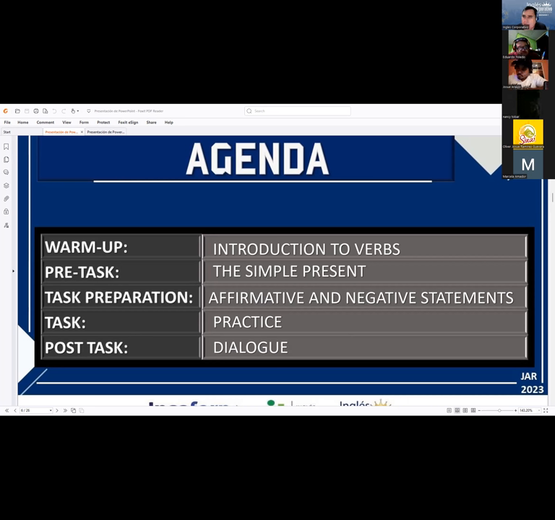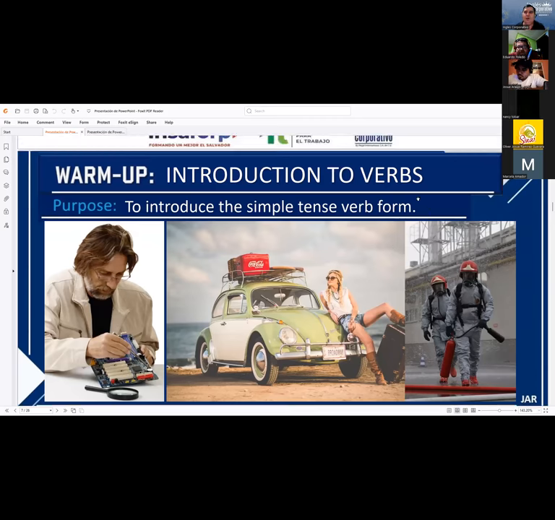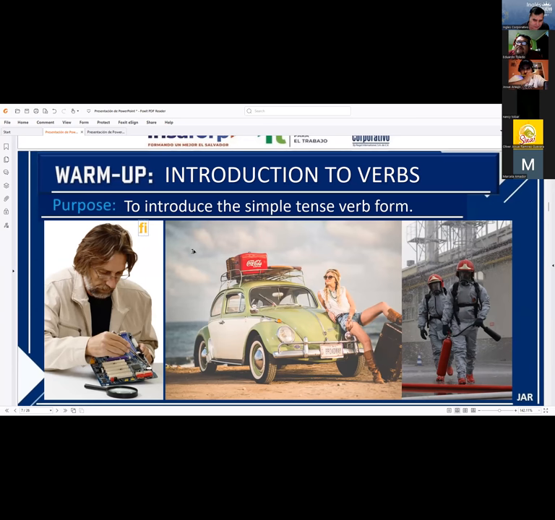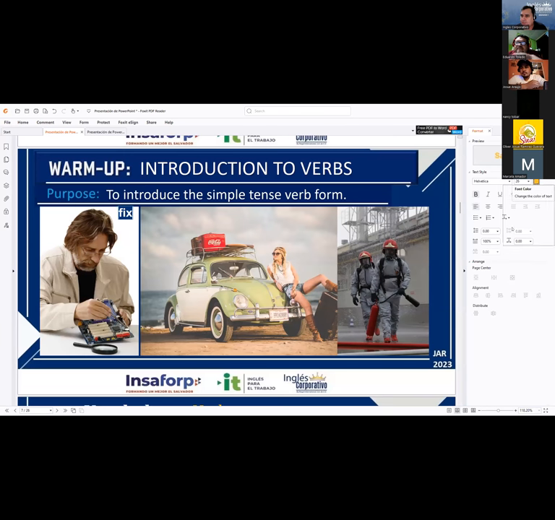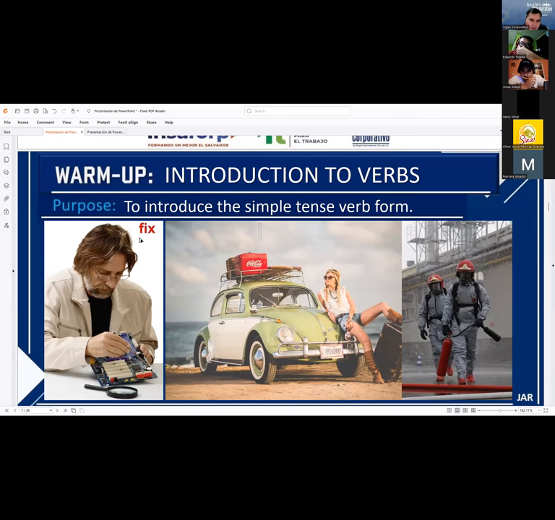Hey, ladies and gentlemen, let's begin. In the warm-up, we're going to begin with the introduction to verbs, okay? What verbs can we think about for this one? Fix. Excellent. We can think about fix. Let me change to red because it will be more visible. Fix is the same as repair. Fix, repair, what else?